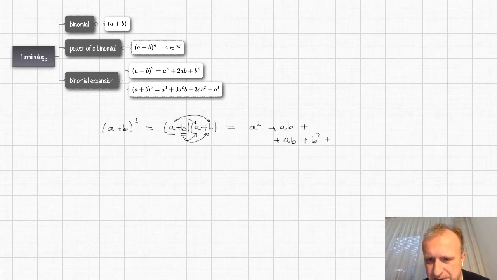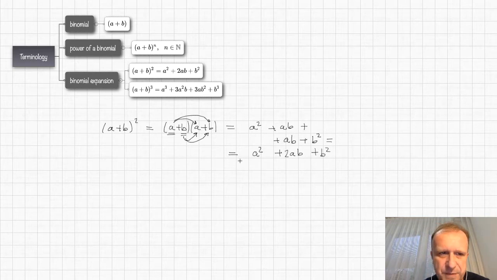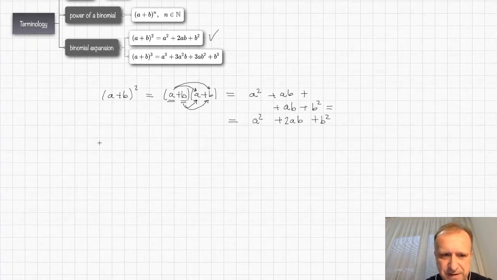Now you can see that when you add those two, you have a squared just once, so it's a squared. Then you have this term twice, so it's plus 2ab, and finally you have just b squared once. And what you got is the binomial expression a plus b all squared, so it's a squared plus 2ab plus b squared. Now we can use this method and try to calculate a plus b to the power of 3.